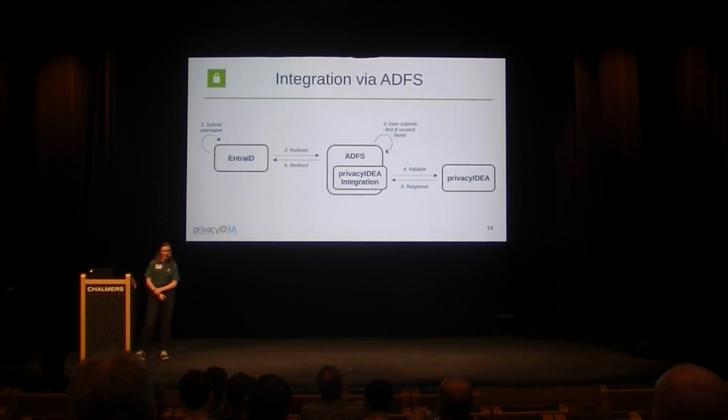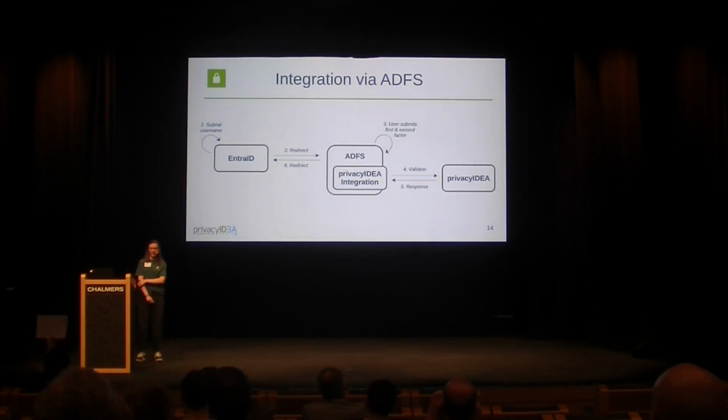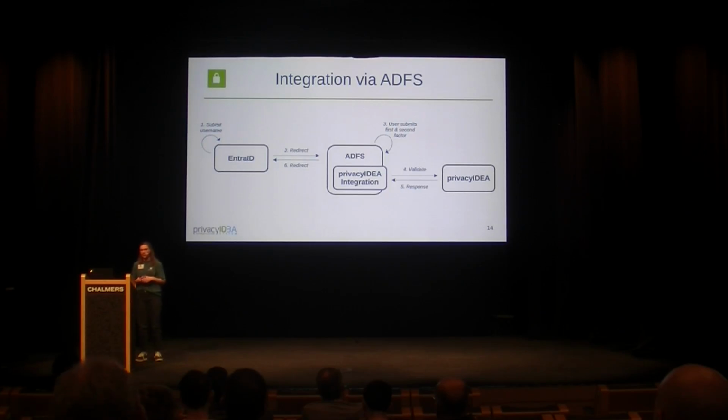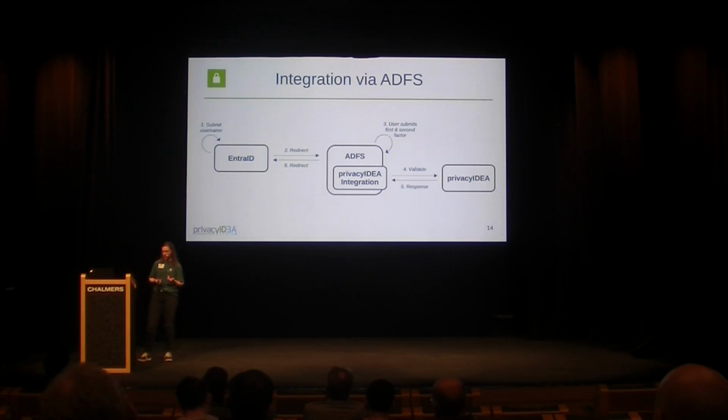Then moving on to the second option, the integration using the Active Directory Federation Services. Here the authentication again starts at Entra ID, where the user needs to enter their username, and then will be redirected to the Active Directory Federation Services, which then handles the remaining authentication, entering first and second factor, and then privacyIDEA can verify this authentication, and finally they will be redirected back to Entra ID.